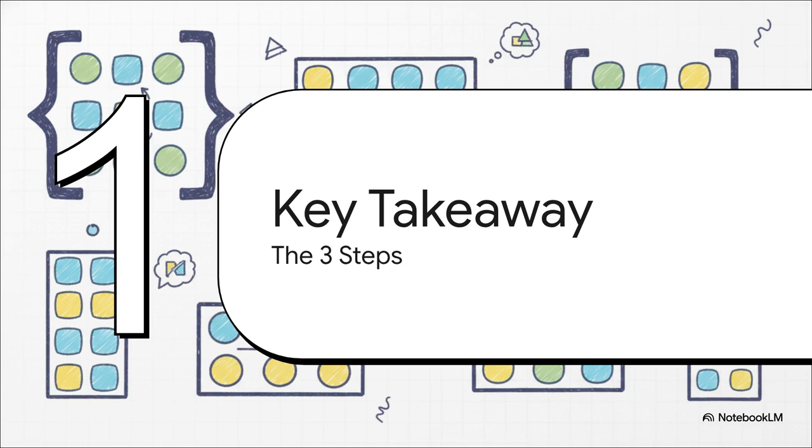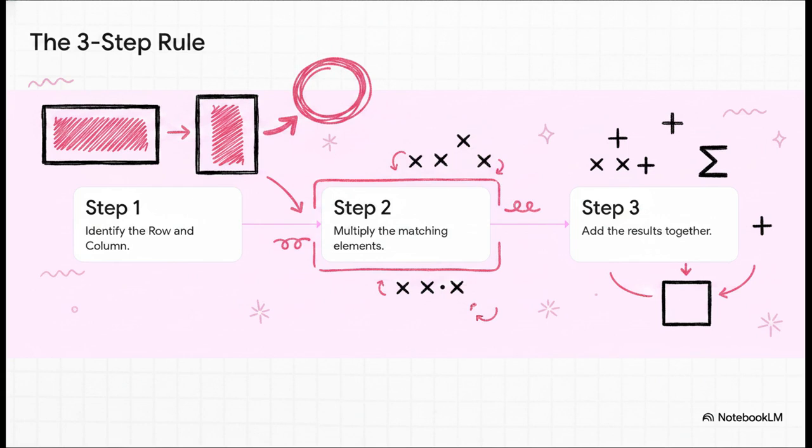So let's boil this whole thing down. What's the one thing you absolutely need to remember? It's just a simple 3-step process that you can use every single time. Okay, here it is, your 3-step cheat sheet. Step 1, pick your row from the first matrix and your column from the second. Step 2, multiply the matching numbers from that row and column. And step 3, add all those little products together. Bam! That's your number for that one spot. You just do that again and again for every other spot in the answer.